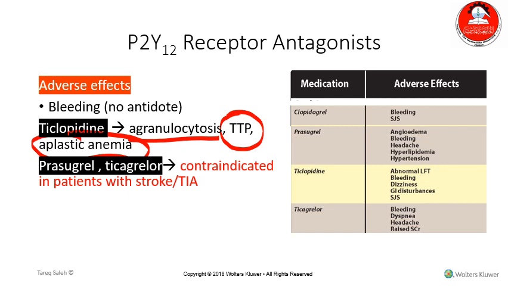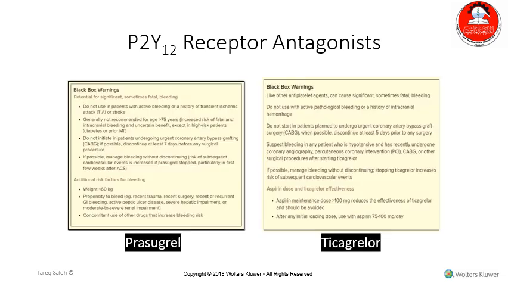On the other hand, we mentioned that prasugrel and ticagrelor are contraindicated in the treatment of patients with stroke or transient ischemic attacks. They are only indicated to reduce the risk of events associated with acute coronary syndrome. And that's why these two drugs have gained black box warning for their high risk of bleeding, and that they are contraindicated in the use of patients with previous history of a stroke or transient ischemic attack. This is very important to keep in mind.